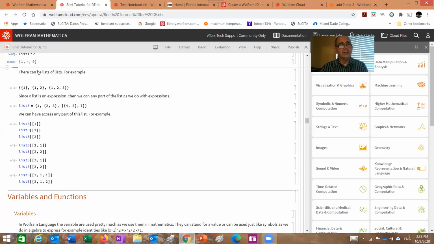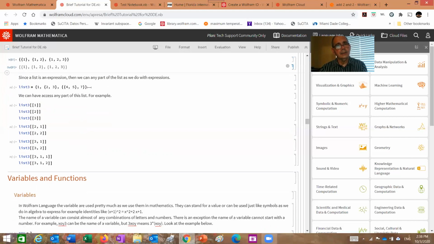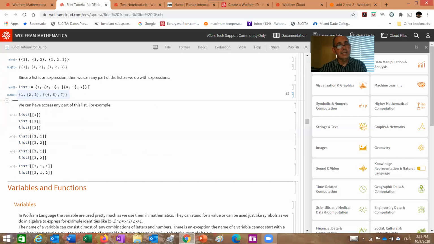Now, as I told you, there can be lists of lists, so lists whose elements are lists, like for example this list here. I can assign a name to that list using a variable, for example, list 3, and then list 3 is going to be equal to that list. So here, if I put the cursor here and press enter, you get the same list. If you do it here and press enter again, you get the same list. This is going to be the output.